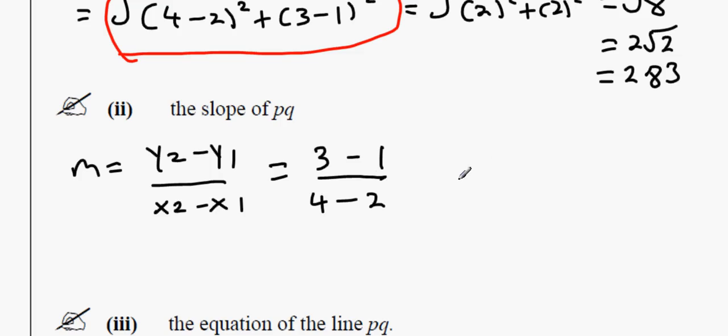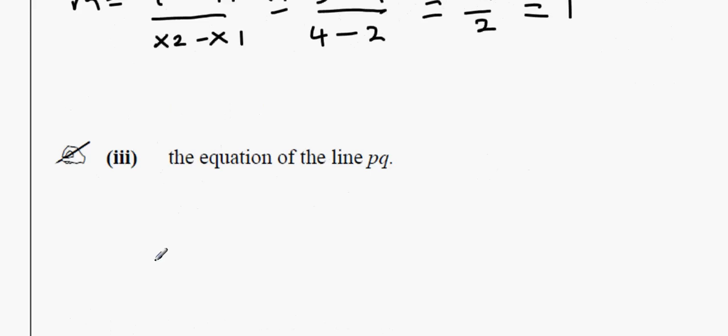And what we're going to end up here is 2 over 2, and this equals 1. The next thing we have to do is get the equation of a line. The equation of a line is given by y minus y1 equals m into x minus x1. So what we're going to do next is we're going to get y.